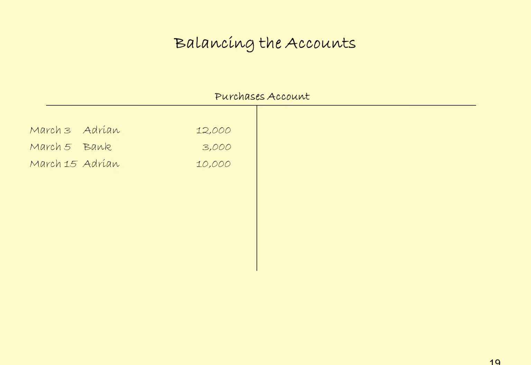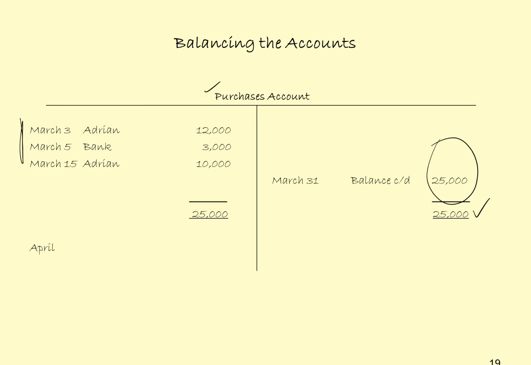We now have the purchases account. Now there are 3 transactions on the purchases account. They're all on the debit side. So I need to balance this off. And the total on the debit side comes to 25,000. So I'll put that in on the credit side, and I will put the balancing figure in this side here. So March the 31st balance carried down 25,000. And then over here, April the 1st, balance brought down 25,000. So the balance on the purchases account is 25,000 on the debit side.